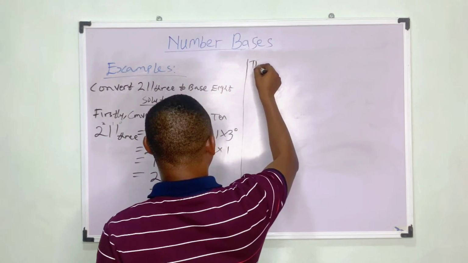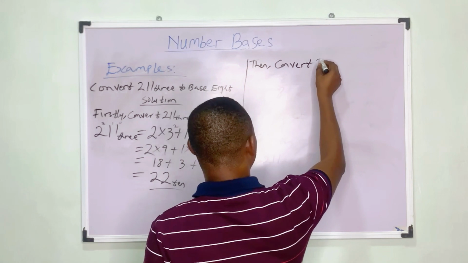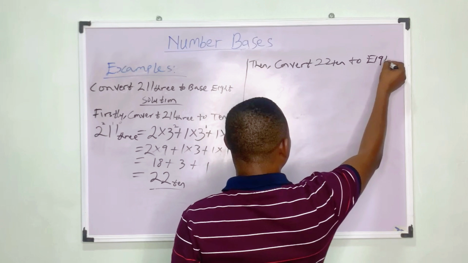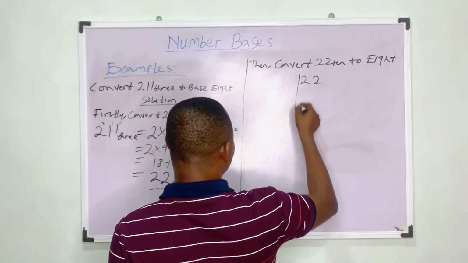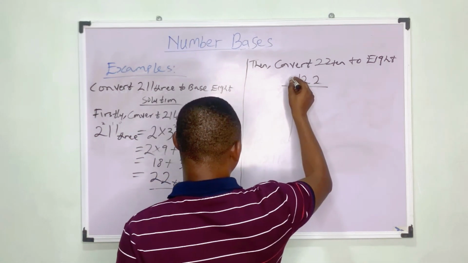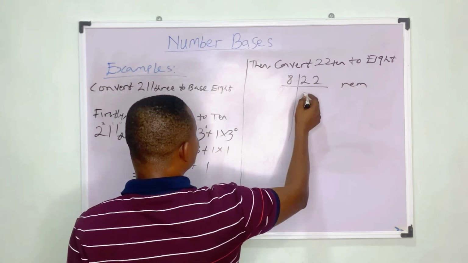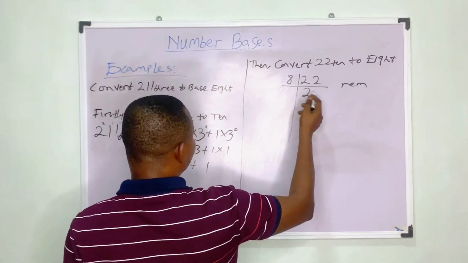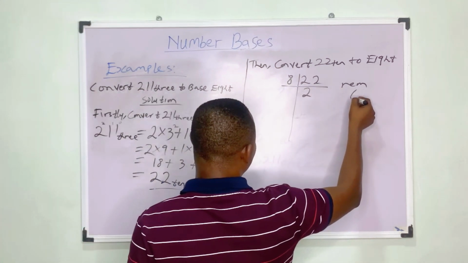So then, convert 22 in base 10 to base 8. All right. So don't forget the long division method that we follow. You divide this number by the destination base, which is 8. Then you record your remainder here. 22 divided by 8, that is what? 2 remainder 6, because 8 times 2, that is 16. 22 minus 16 will give you 6.